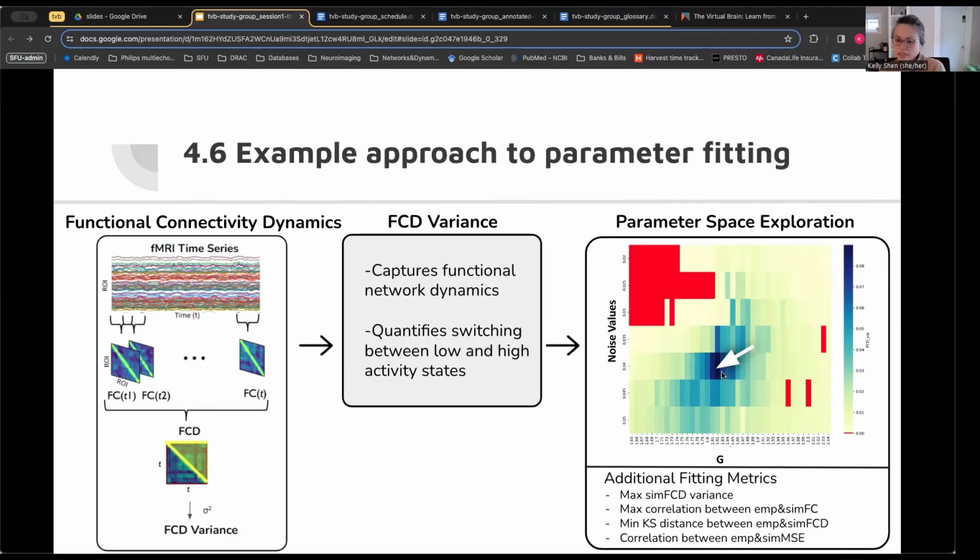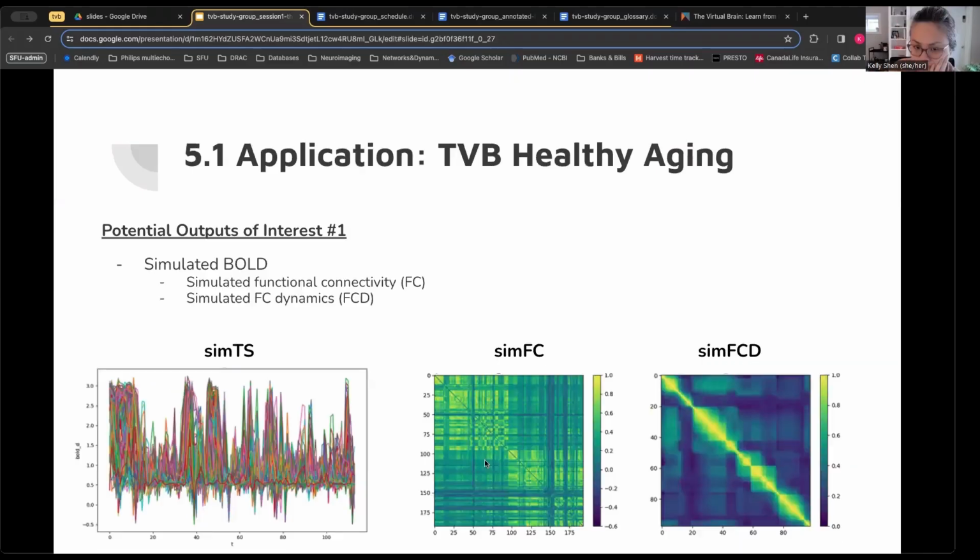And eventually what you land on is some optimal combination of parameters that gives you the most, I guess, representative simulation for the data set that you have. Okay, so we'll jump now into an example.